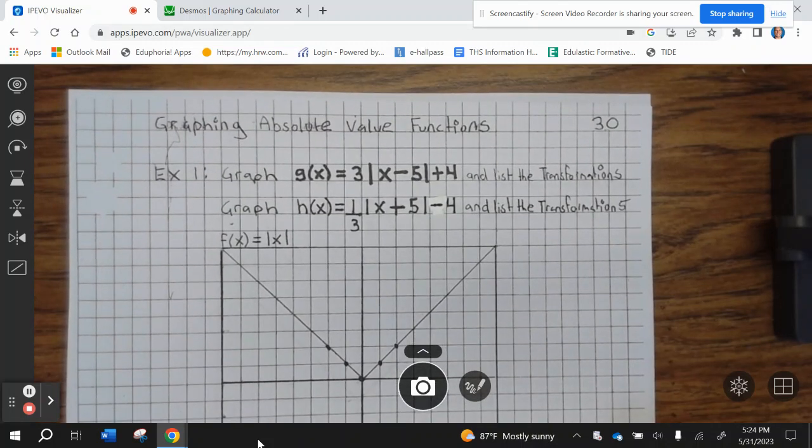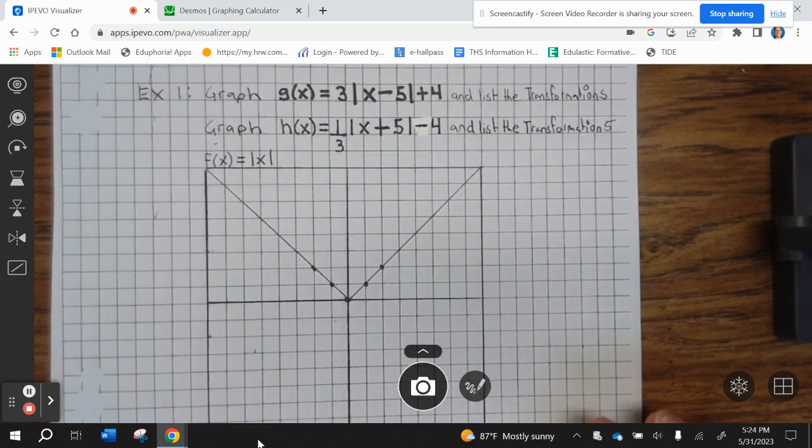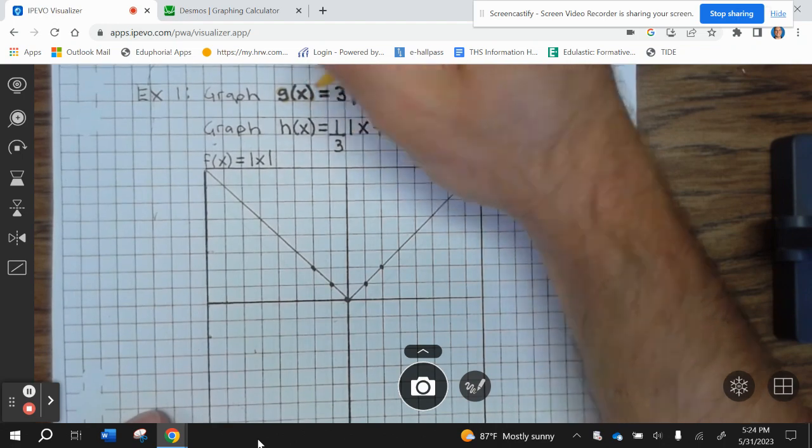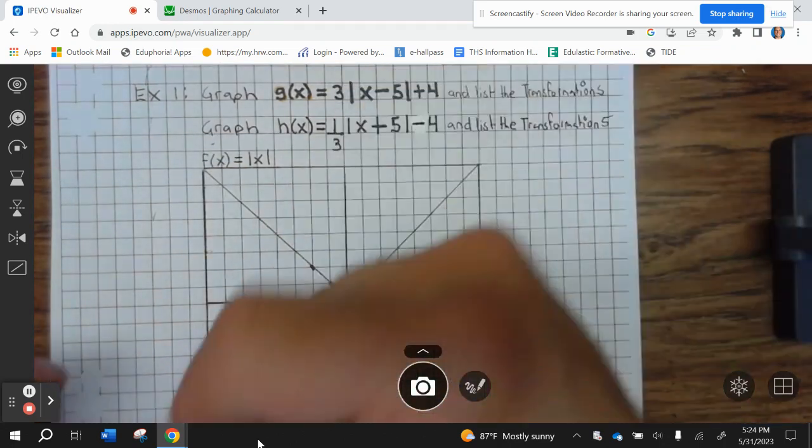All right, let's go take a look at example number 1. Graph g of x equals 3 times the absolute value of x minus 5 plus 4, and list the transformations, okay? So first off, let's do g of x in yellow, and we'll do h of x in green.